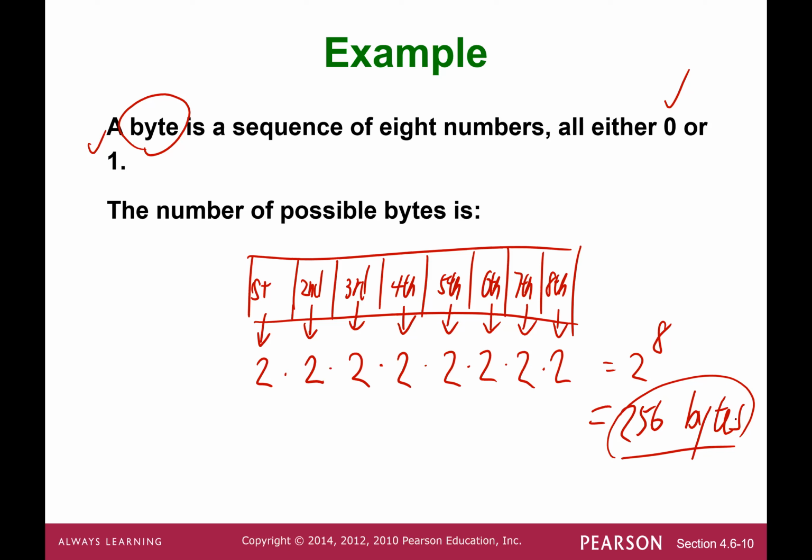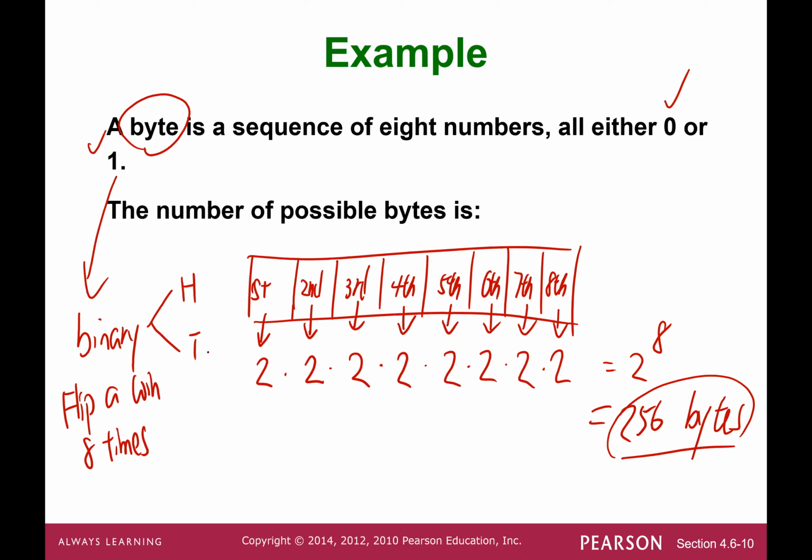And that's how you handle this type of problem using the counting rules, right? Typically, if it's binary, this is what we call binary outcomes. If the outcome is binary, for example, like flipping a coin 8 times, we know that the outcomes are either head or tail, so it's a binary outcome. Then the total outcomes will be 2 to the 8th power. Same thing, so 256 outcomes.